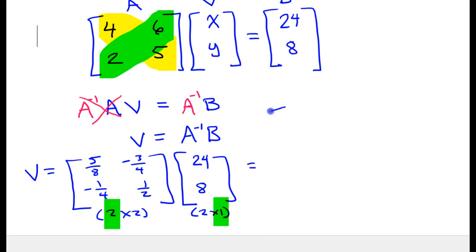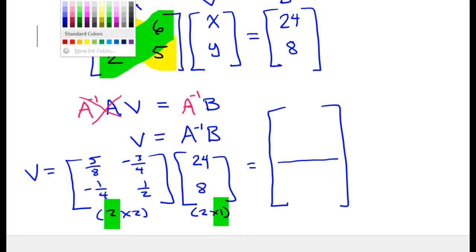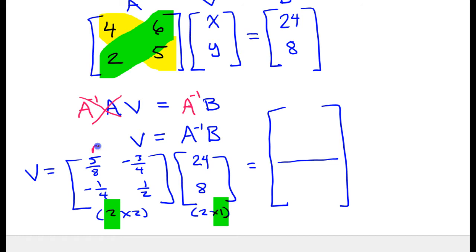So I'm going to set up a rather large 2 by 1 matrix in which I will do my work. Here's a rather large 2 by 1 matrix, 2 rows, 1 column. Look, all of my rows are going to come from the first matrix, and all of my columns, well, I only have 1 column, will come from the second matrix.